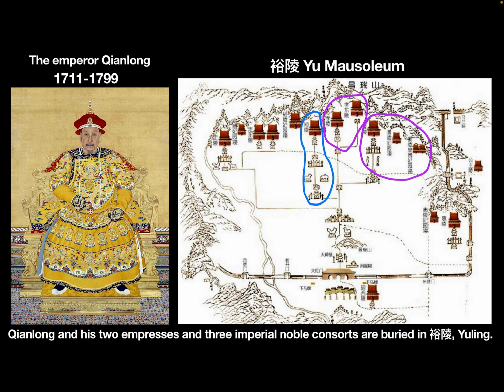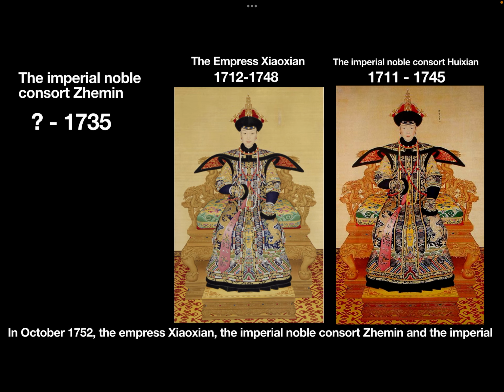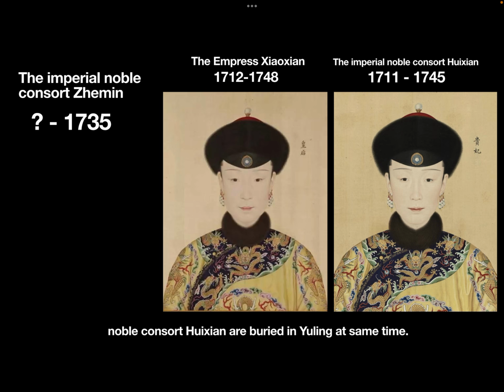Qianlong, his 2 empresses and 3 imperial noble consorts are buried in Yuling. Yuling starts to be built in 1743, the 8th year of Qianlong's time, and is finished 9 years later. In October 1752, the Empress Xiaoxian, the imperial noble consort Zhemin, and the imperial noble consort Huixian are buried in Yuling at the same time.